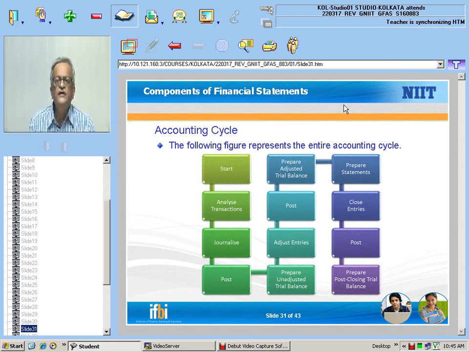So this is the accounting cycle. You can see we have already discussed this. Start, analyze transactions, journalize, that means enter in the journal, post in the ledger, then prepare unadjusted trial balance, adjustment entries, post adjustment entries, prepare adjusted trial balance, prepare statements, close entries, prepare post-closing trial balance. So in short form, the entire process is given here.